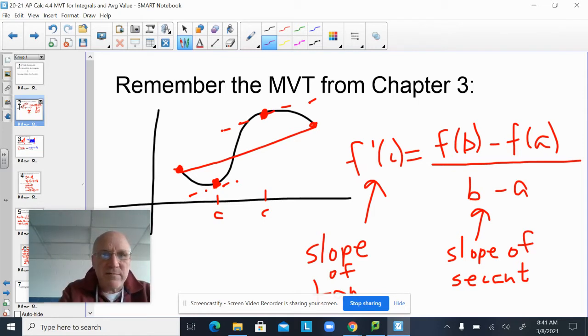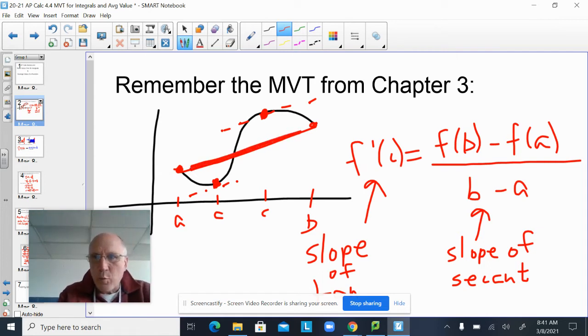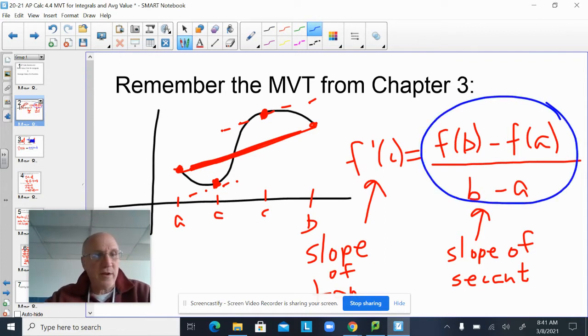And remember, that sounded more confusing than it was. That just meant there's A over there and B over there. If the function is continuous and differentiable, whatever the slope of the secant line is, which is this red line right there, which is that part of the formula, y2 minus y1 over x2 minus x1, somewhere there's a point C where the slope of the tangent equals the slope of the secant. That was the mean value theorem.